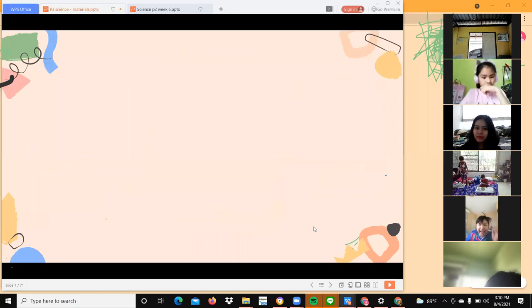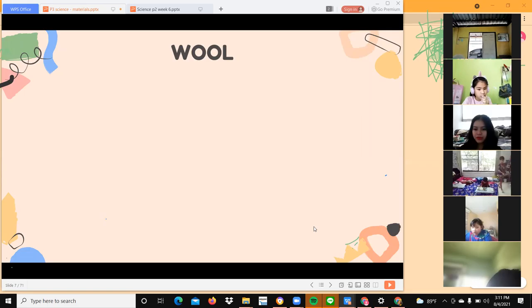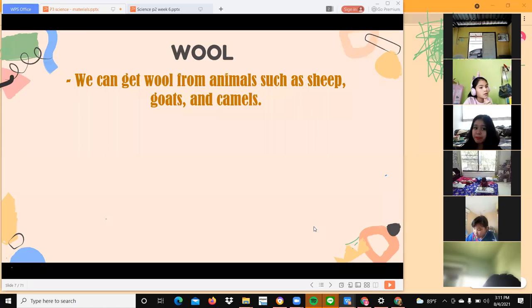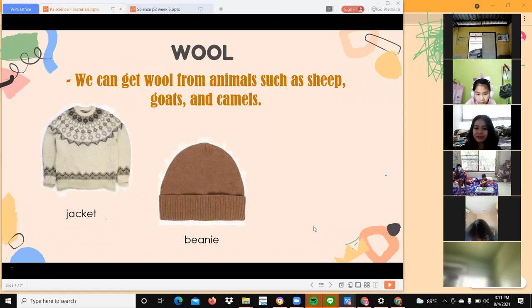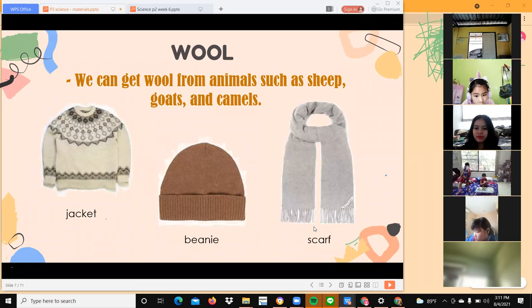Next one we have here, wool. Everybody say wool. We can get wool from animals such as sheep, goats, and camels. Wool is commonly used for making clothes for winter. For example, we have here jackets. We also have beanie. We also have scarf. All of these are made out of wool. Again, we can get wool from animals such as goat, sheep, and camels.